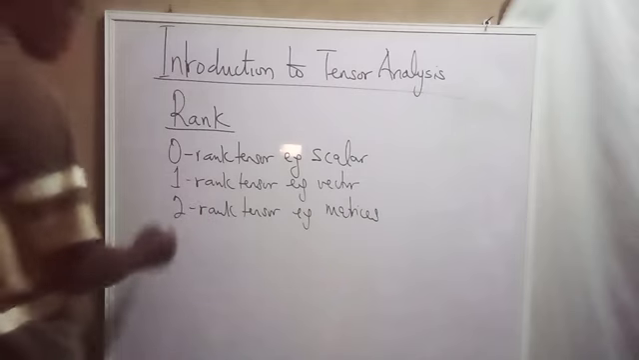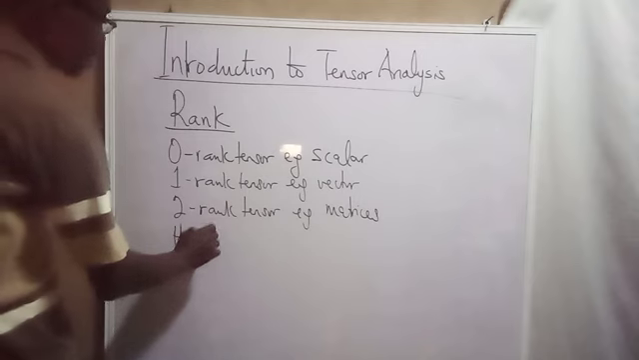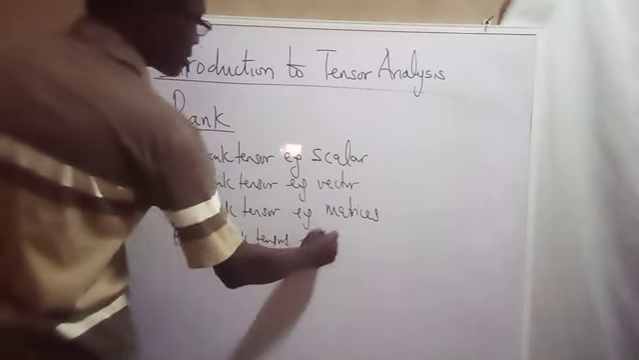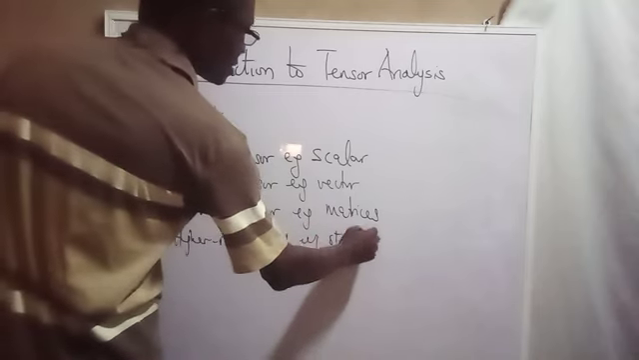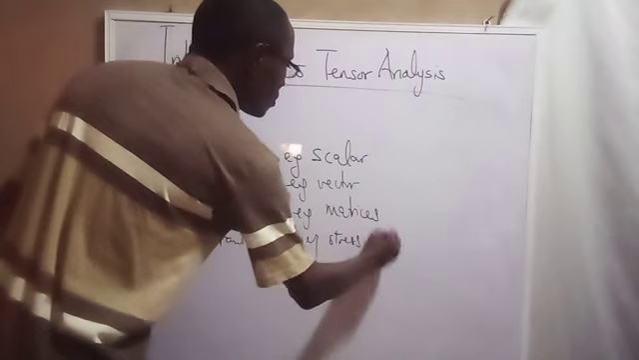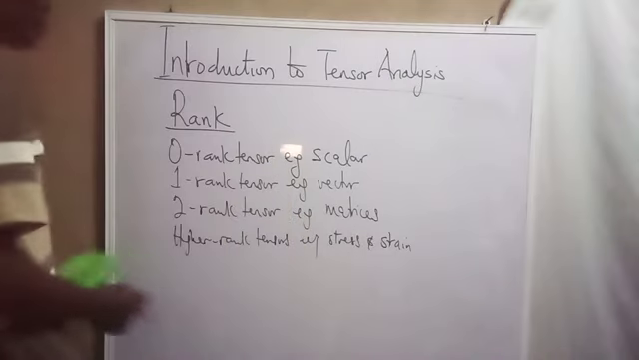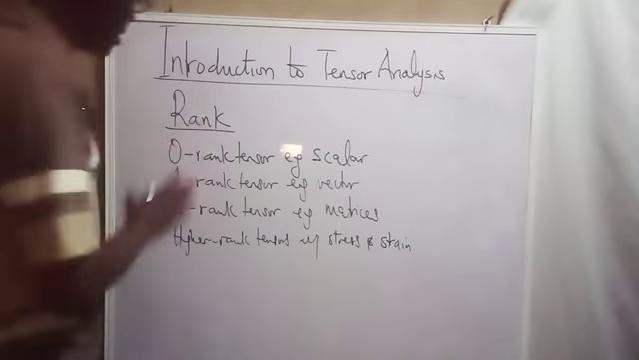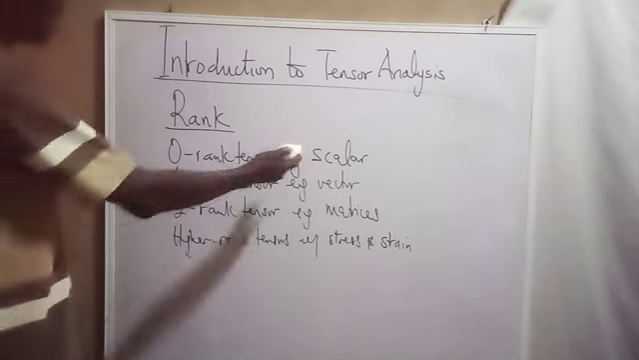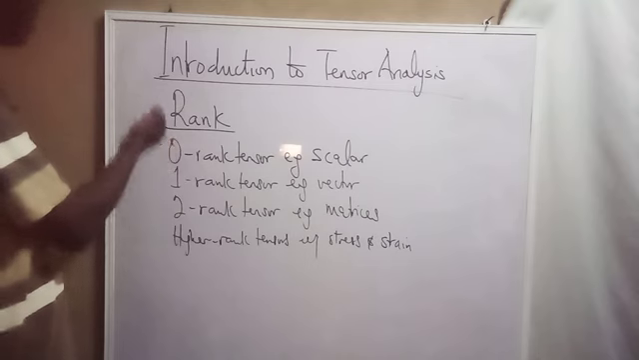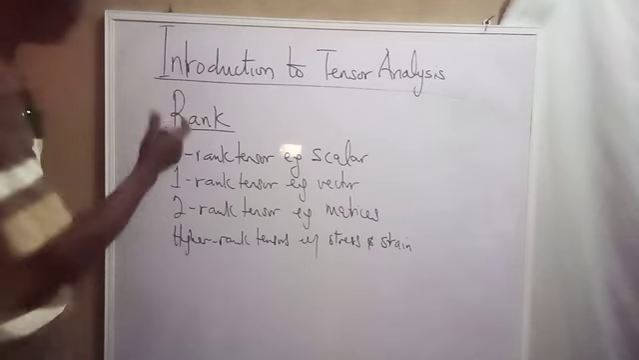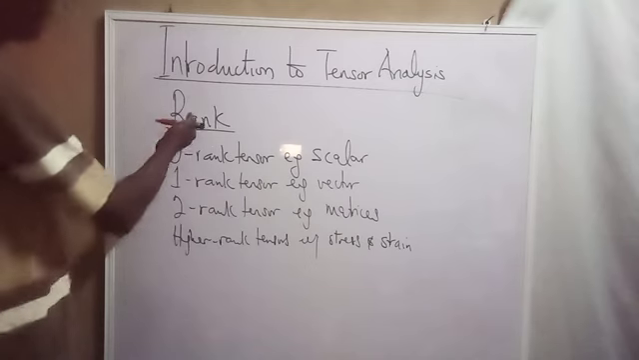Okay, we then have higher ranks. That is the one that is more than two. Under higher rank tensors, we have stress and strain, and a host of others. So these are the rankings of tensor. We have shown here one of the yardsticks for classifying tensor, which is in terms of rank.